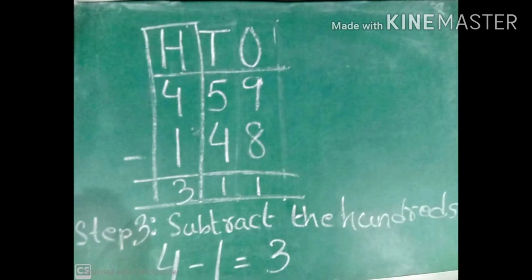Step number 3 is subtract the hundreds. That is 4 minus 1 gives us 3. So, by subtracting 459 minus 148, we get the difference of 311.